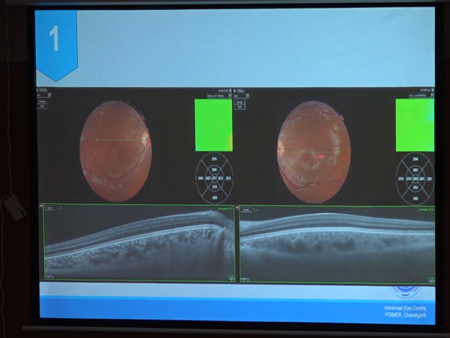Even clinically you can't see much of a dip, and the scan is going absolutely straight. So this is what we call fovea plana, or a foveal aplasia, hypoplasia.